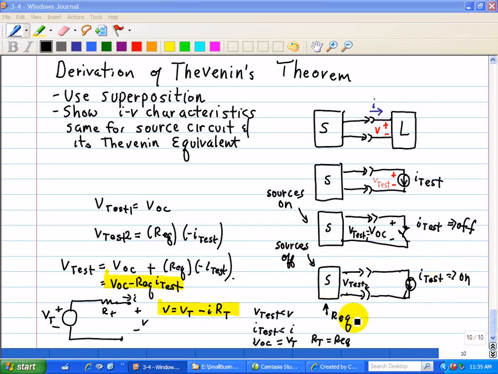We note in this derivation that when we look at this diagram, we can find the R equivalent resistance, which is equivalent to the Thevenin resistance, by simply turning off all the independent voltage and current sources associated with the source circuit. So that's another way of finding R equivalent. When you look back at the source circuit and find the R equivalent, that's equivalent to the Thevenin resistance, and often this Thevenin resistance is called the look-back resistance. So that concludes the derivation of Thevenin's theorem.